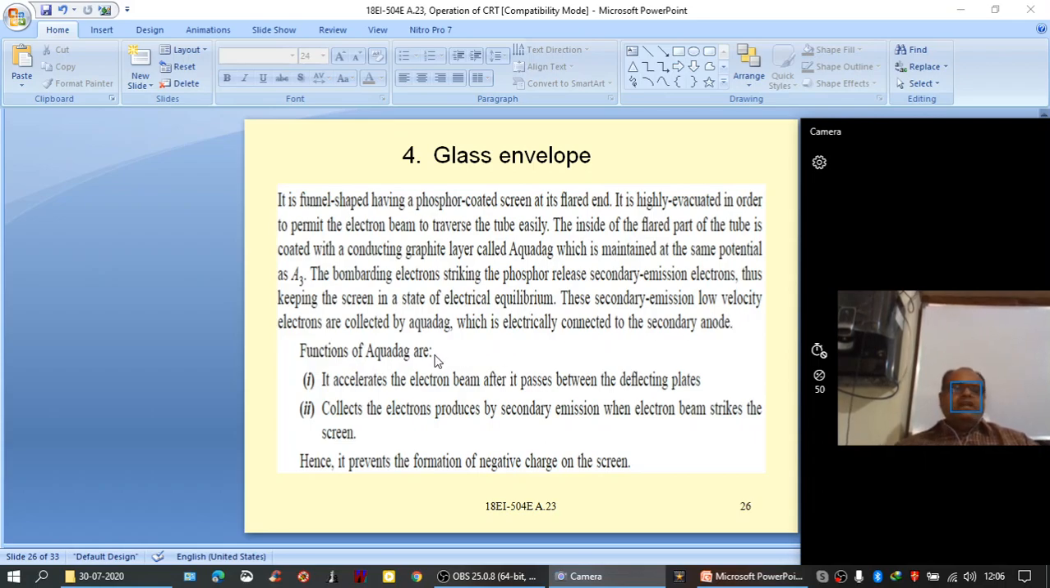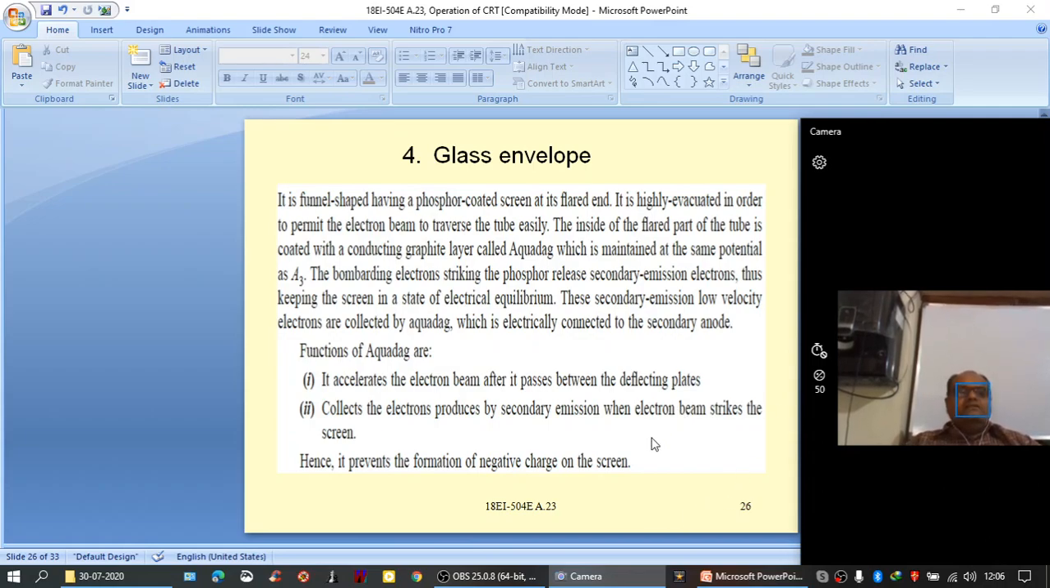What are the functions of aquadag? It accelerates the electron beam after it passes between the deflecting plates, and it collects the electrons produced by secondary emission after the electron beam strikes the CRO screen. Hence, it prevents the formation of negative charge on the screen. There won't be any charge on the screen.